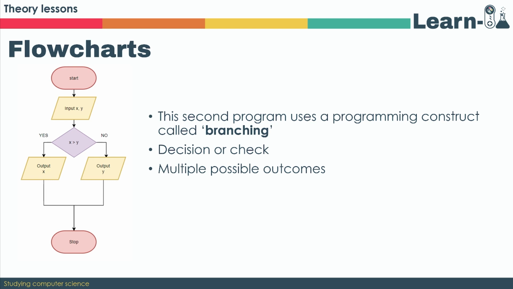That's where we take our data and we perform a check, or we make a decision based upon the result of some calculation, and then we end up with multiple possible outcomes. Now in the flowchart to the left here we've got 2 possible outcomes, but there could be lots more if you so wish.